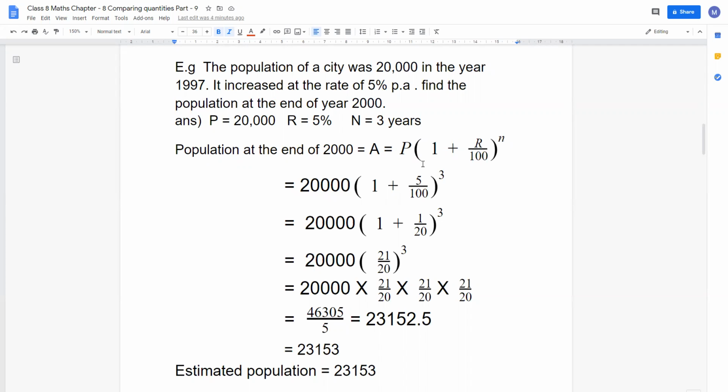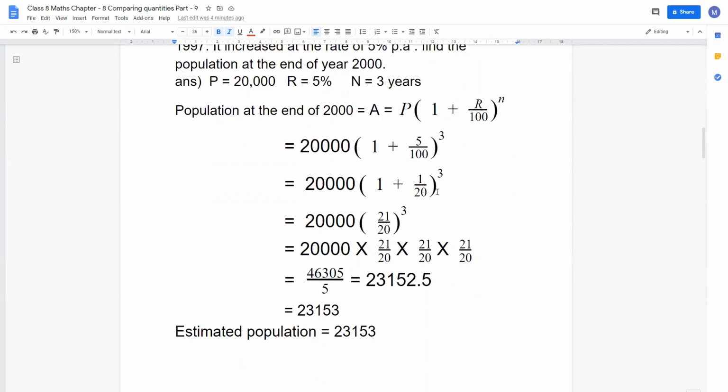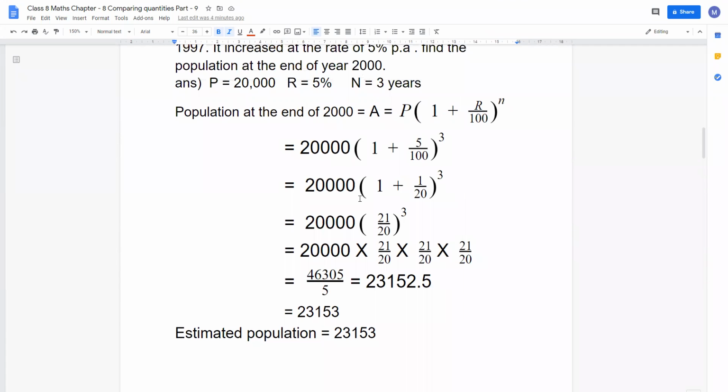So we can take the formula of compound interest, or instead of interest we have here population. That is the only difference. So population at the end of 2000 equal to A equal to compound interest formula, P into 1 plus R upon 100 the whole raised to N. Now substituting values, P is 20,000 multiplied by 1 plus rate of interest 5 upon 100 whole cube, N is 3, so we have to write the whole cube. So equal to 20,000 multiplied by, here 5 can be cut with 100, so it will be 1 upon 20. So 1 plus 1 upon 20 the whole cube.